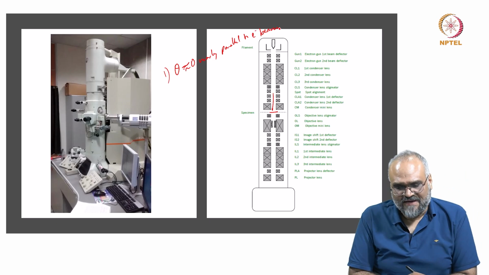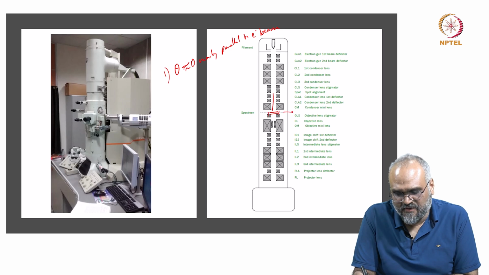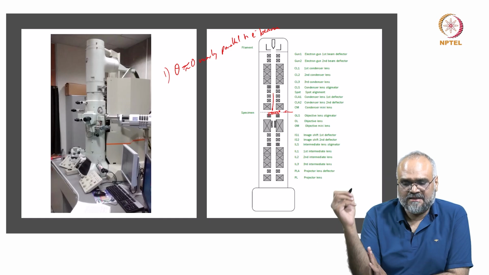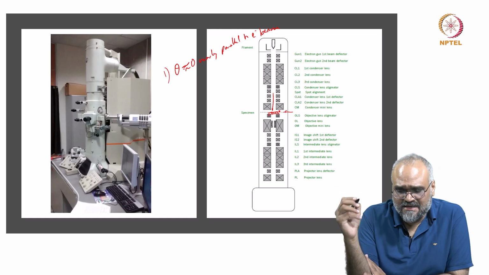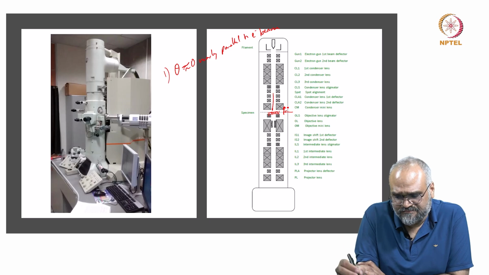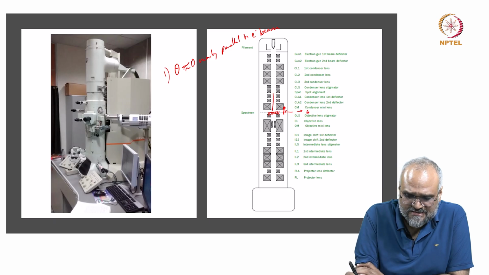So if I am orienting my specimen with the help of the specimen holder such that the internal atomic planes have an orientation along the electron beam direction, this concept of orienting my specimen along the electron beam direction is called orienting along the zone axis.